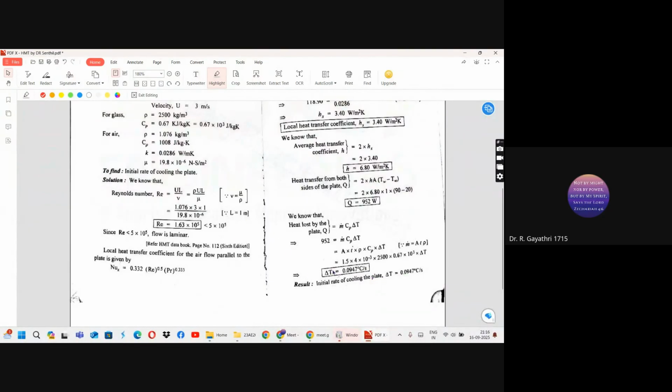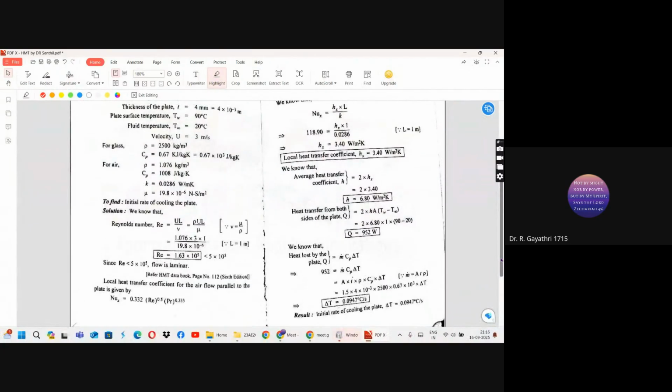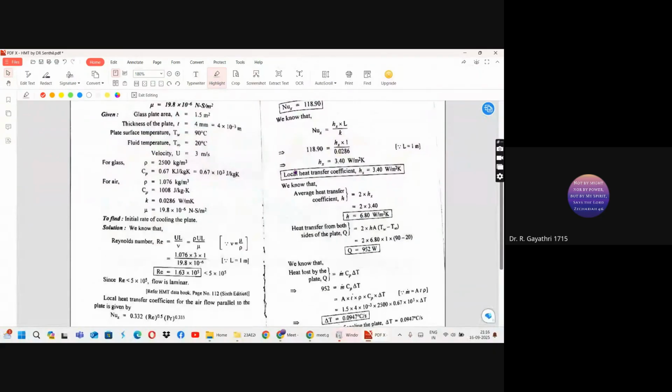Okay, one more time I can explain. In the question itself, we can find the glass plate and the air properties. We can use the general Reynolds number formula, but in the question we see the kinematic viscosity of the air. So in the Reynolds number formula, instead of kinematic viscosity, you can use mu by rho, with rho in the numerator and mu in the denominator. We can substitute all air properties applicable to the Reynolds number equation.